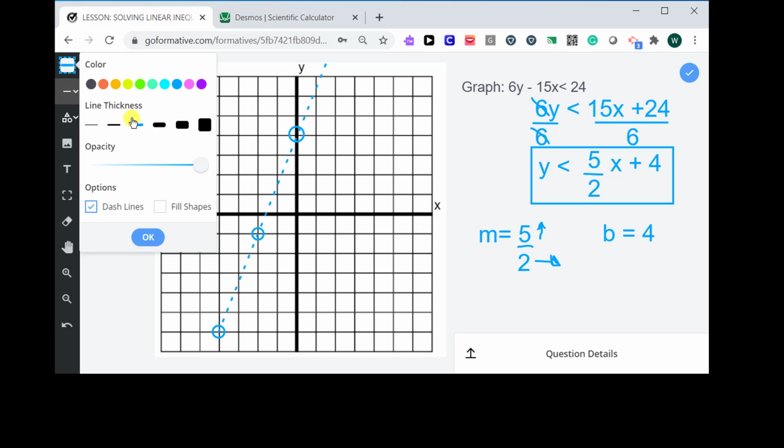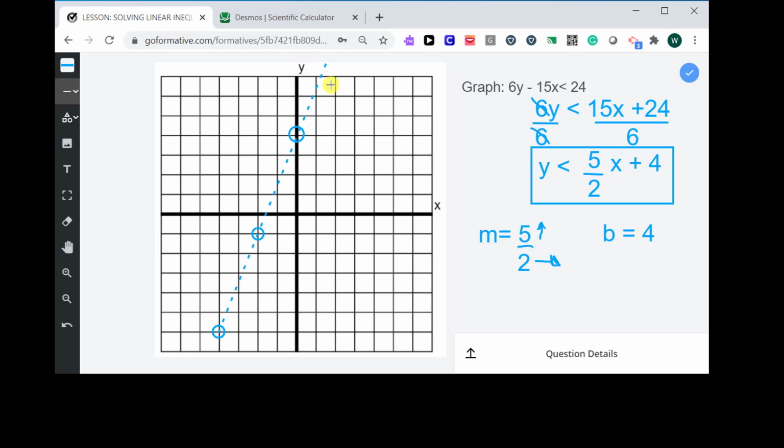Now, please be careful. Right now, my line is a dashed line, so I'm going to unclick the dashed line, and now I can do my shading using straight lines. Okay, so that will be my shading, and that should suffice right there. Okay, so this is the region for the solution of this inequality. Let's go on to the next problem.